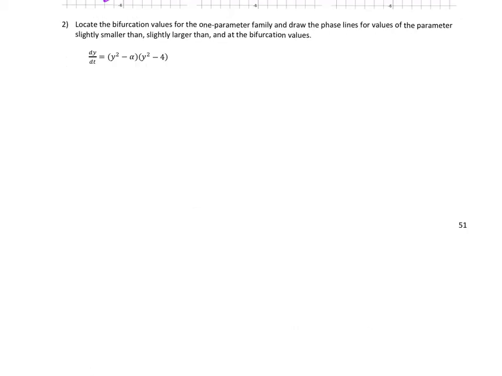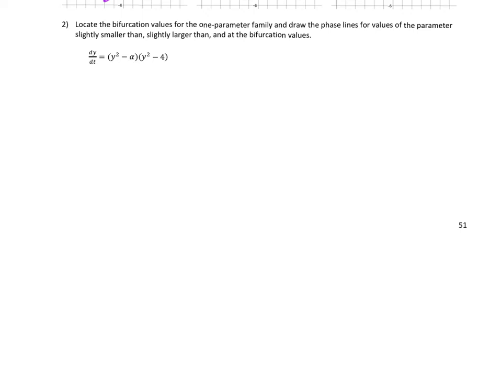Okay, last question. Locate the bifurcation values for the 1-parameter family and draw the phase lines for values of the parameter slightly smaller than, slightly larger than, and at the bifurcation values. So this is similar to the problem we just did, except I'm not breaking it down into a million steps for you, and that is also less necessary for this problem because it's in this nice factored form for us. Okay, so dy/dt is (y squared minus alpha) times (y squared minus 4).